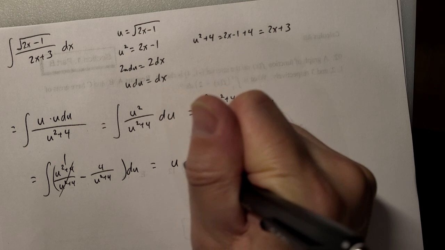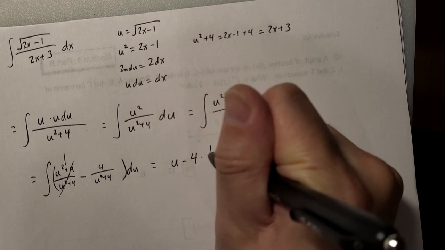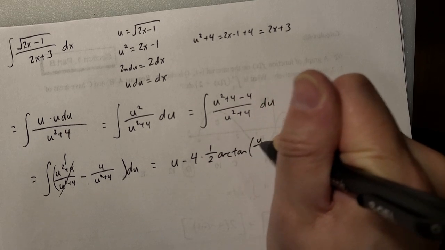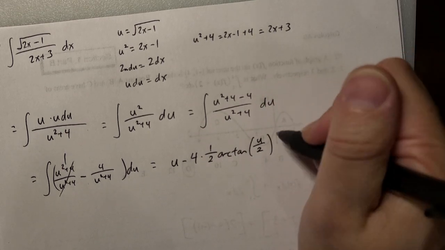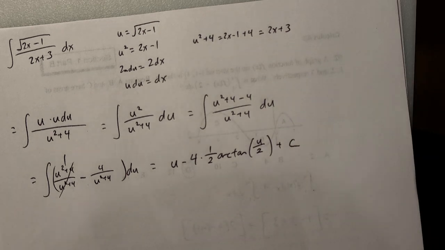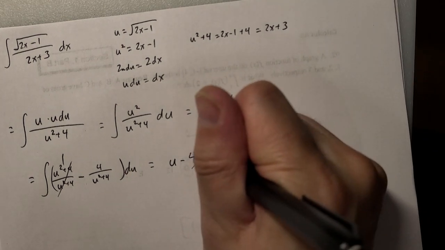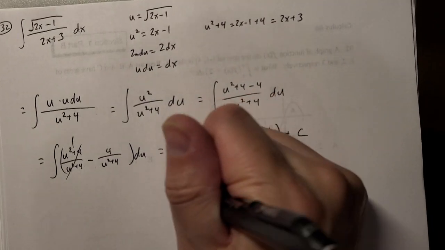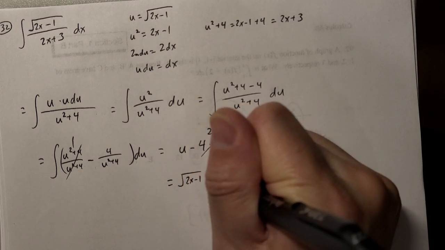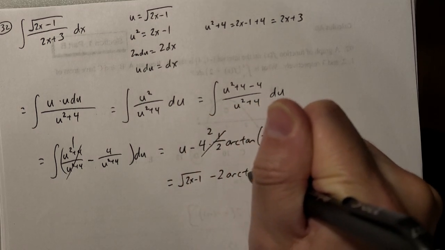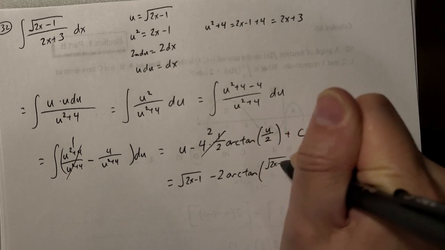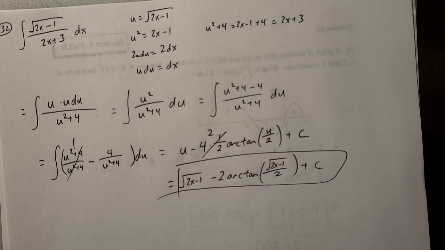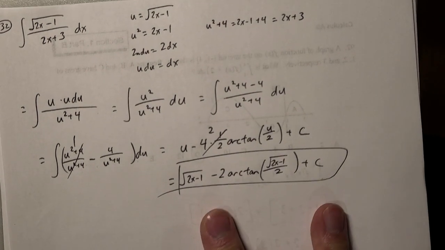It'll be u minus 4 times 1 over 2 arc tangent of u over 2 plus c. And then we have to back substitute. This can simplify to 2 for sure. So u is what? Square root of 2x minus 1. So square root of 2x minus 1 minus 2 arc tangent of square root of 2x minus 1 over 2 plus c. This should be the answer. You can double check my work. I did not check my answers.